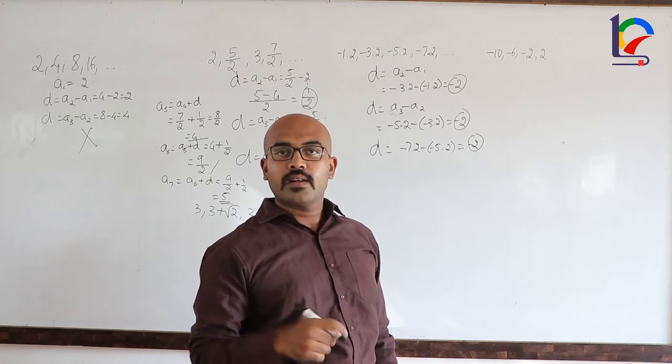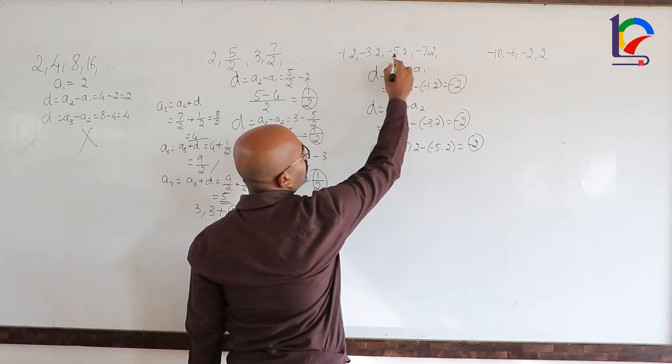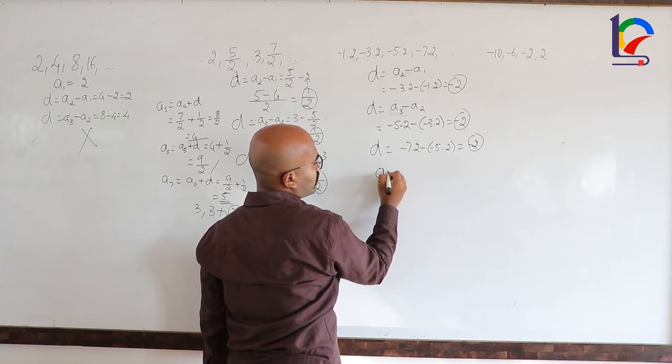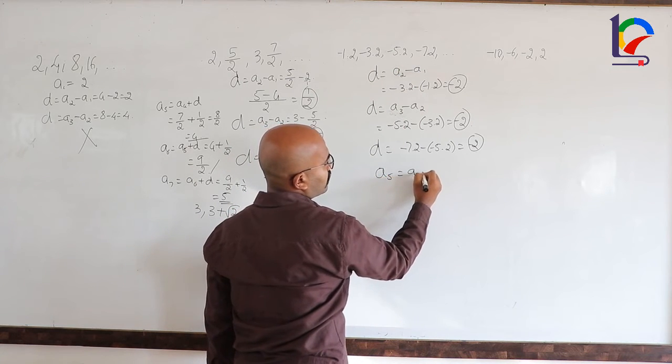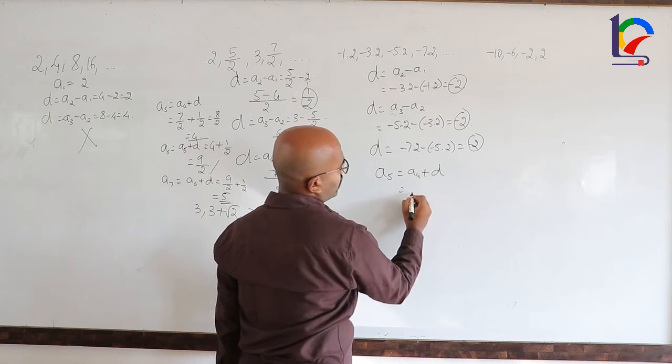So we need to find the next three terms. So A1, A2, A3, A4. So what is A5? It is A4 plus D. What is A4? Minus 7.2.